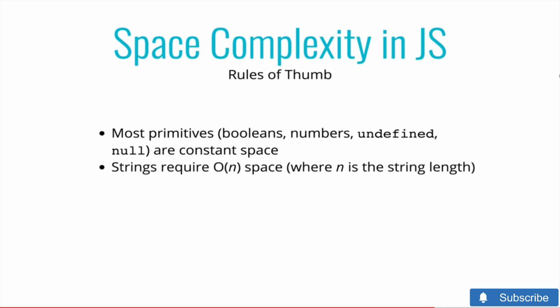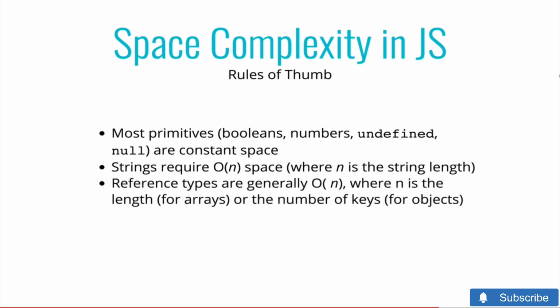Strings are a bit different because they require O of n space. So if n is the length of the string, if the input grows to 50 characters, the string takes up 50 times more space than a single character string. Same thing with reference types, arrays, and objects. Generally, we're talking about O of n, where n is the length of the array, or the number of keys for an object. So if the length of an array is 4, compared to another one that is 2, it takes up twice as much space as the shorter array.